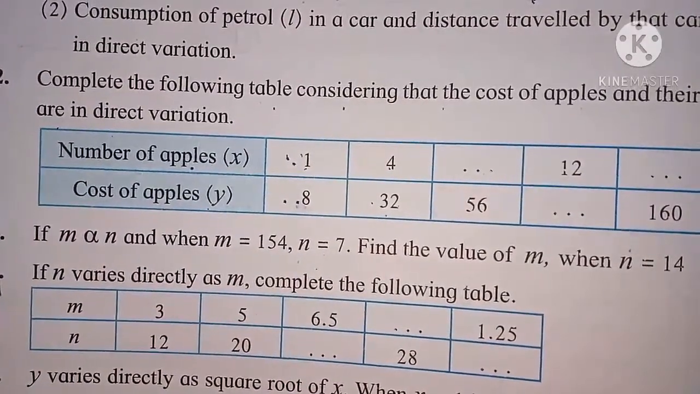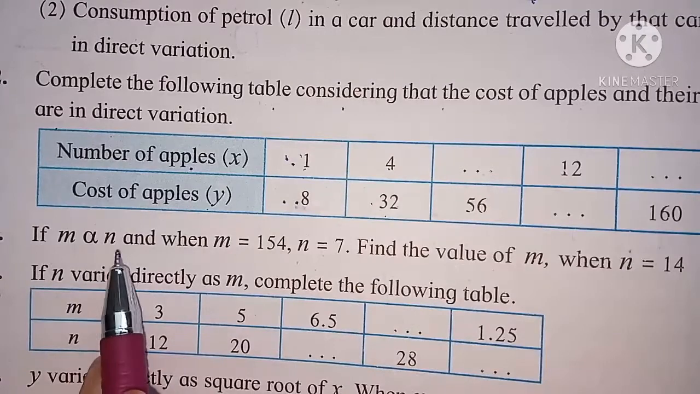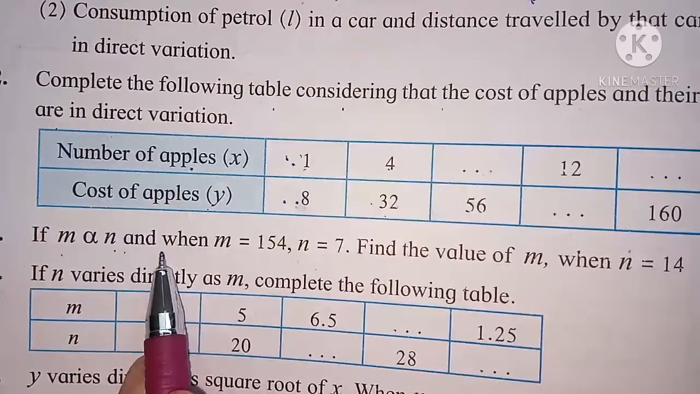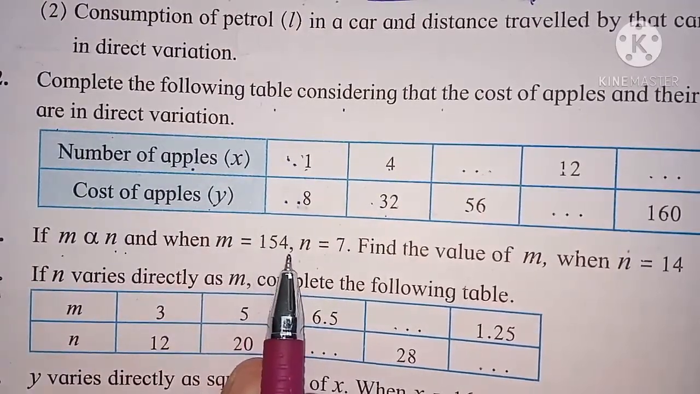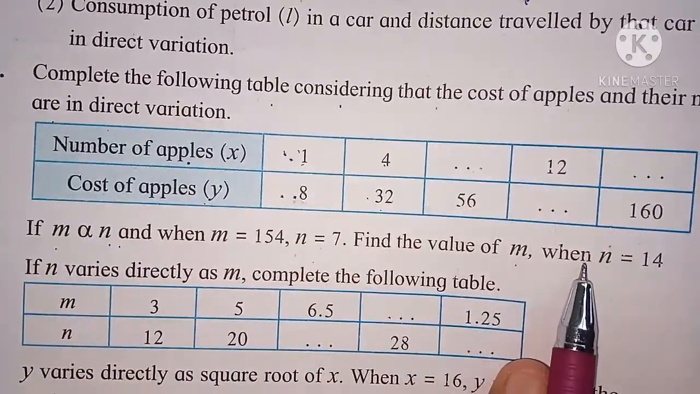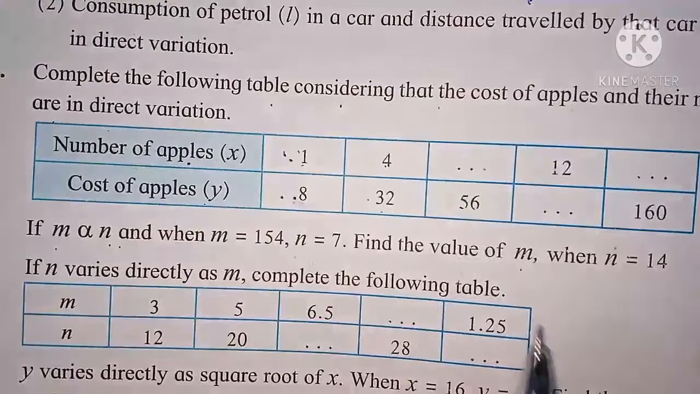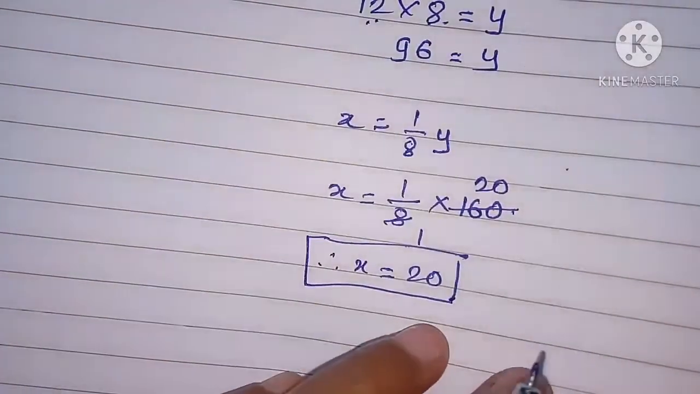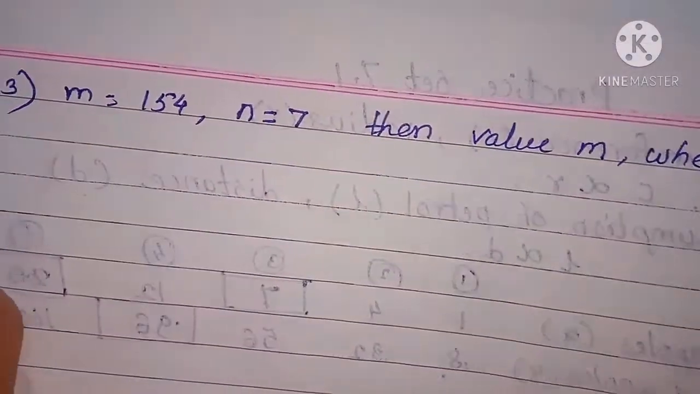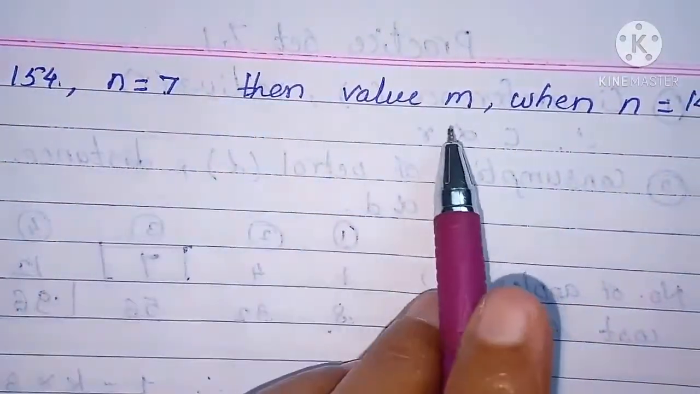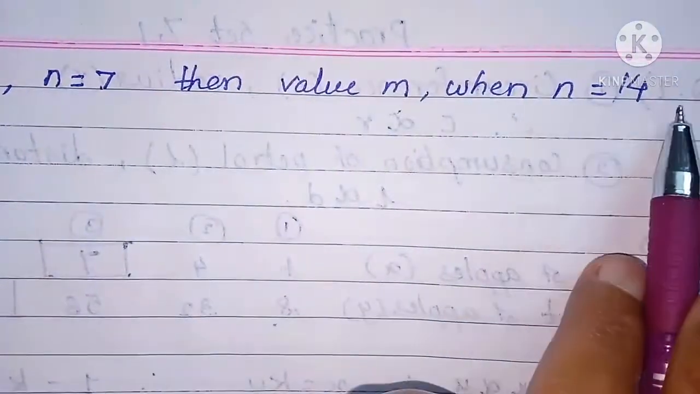What is given? First see, if m is directly proportional to n, and when m is equal to 154, n is equal to 7, find the value of m when n is equal to 14. Now first you have to write what is given, what all are given, that you have to write in this. See the same example. M is equal to 154, n is equal to 7. Then find the value of m when n is equal to 14.